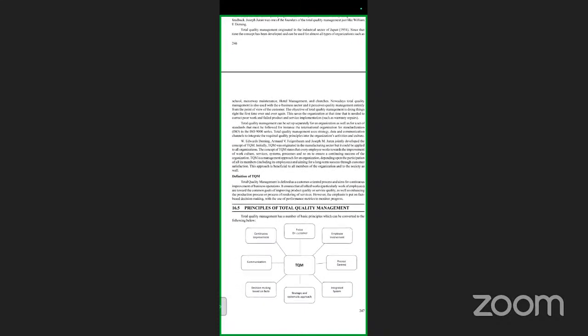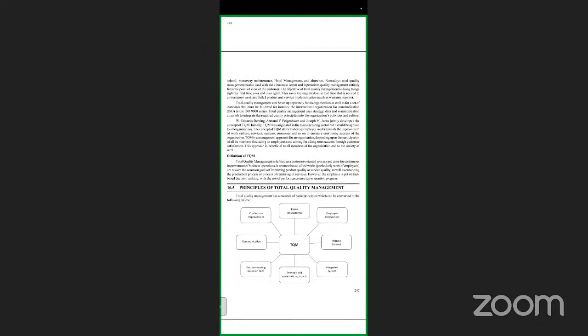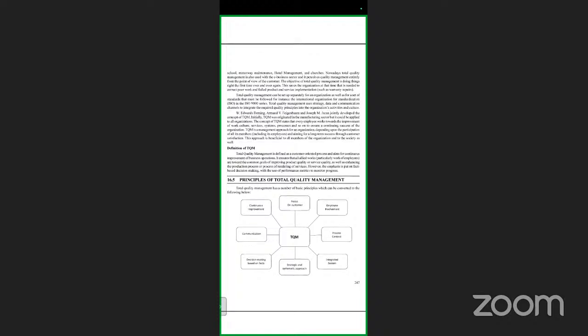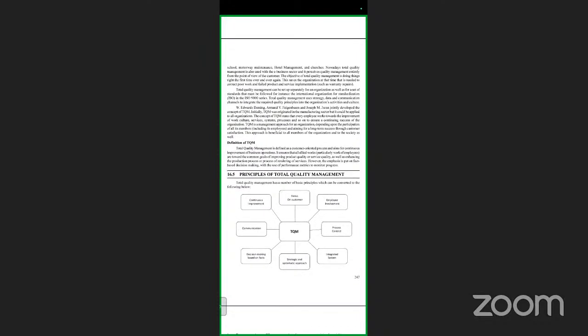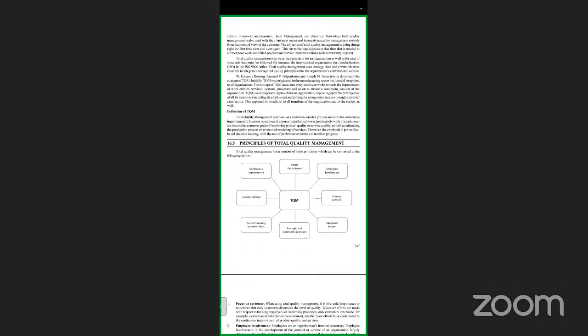TQM is defined as a customer oriented process aimed at continuous improvement of business operations. It is essential. It ensures that all allied work is directed towards common goals of improving product quality and service quality, as well as enhancing the product process and the rendering of services. However, the emphasis is on fact based decision making, with a performance and metrics monitoring program.